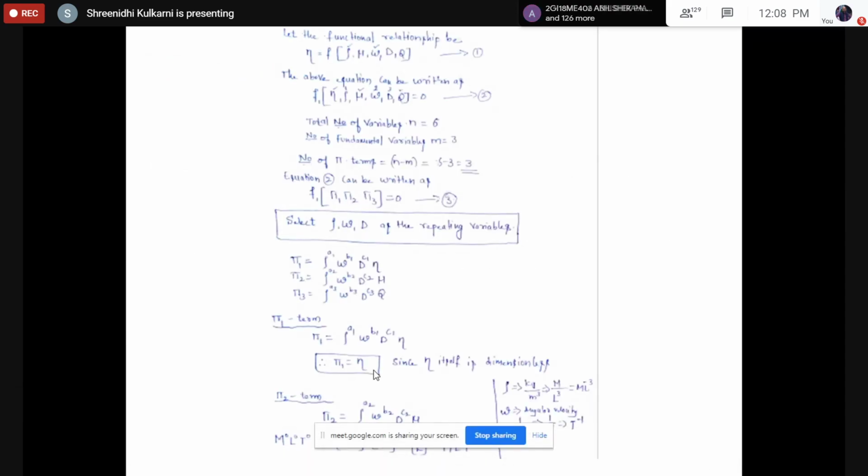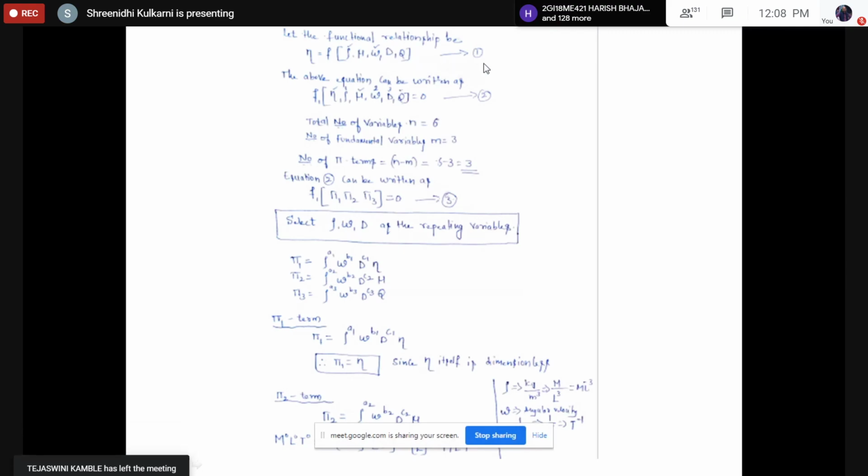Here you can see, don't copy. You just practice once. Wherever you get stuck, you just unmute your mic and ask wherever you have the doubt. First I'll come to the solution. Let the functional relationship be: efficiency is a function of rho, density, mu, viscosity, angular velocity omega, diameter of the rotor d, and discharge q.